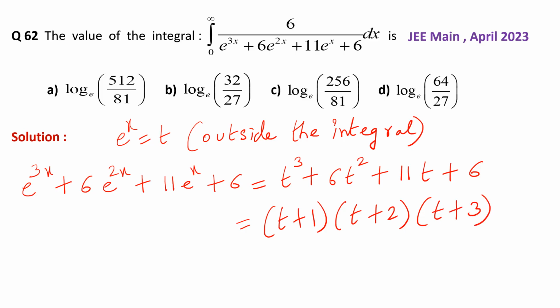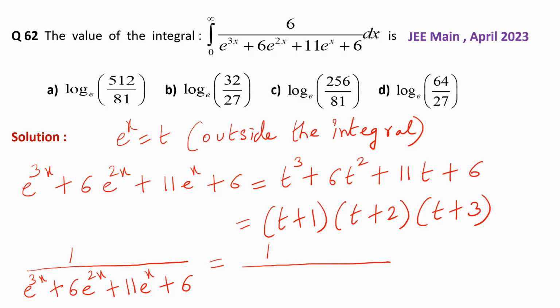Now students, I can write 1 upon e to the power 3x plus 6 into e to the power 2x plus 11 into e to the power x plus 6 equal to 1 upon t plus 1 into t plus 2 into t plus 3.